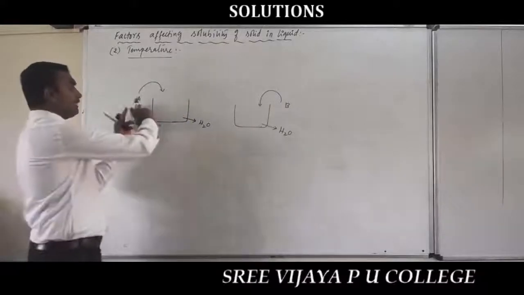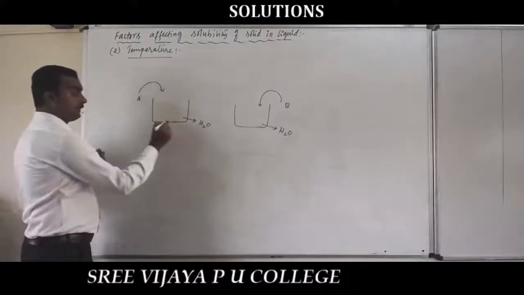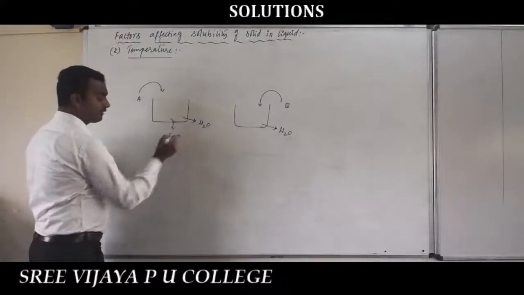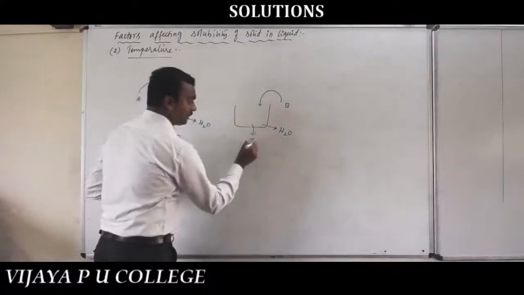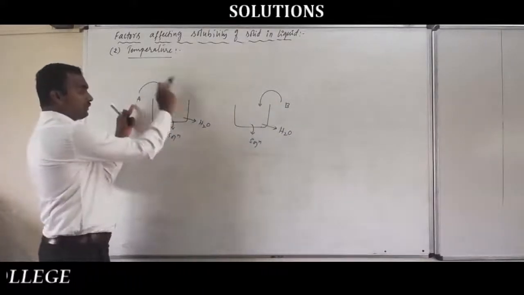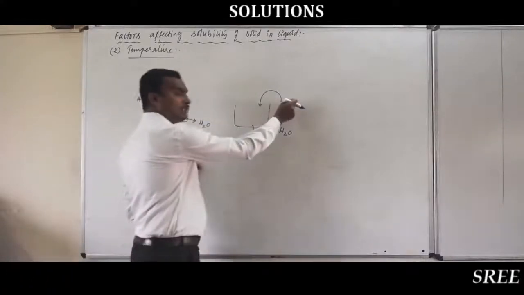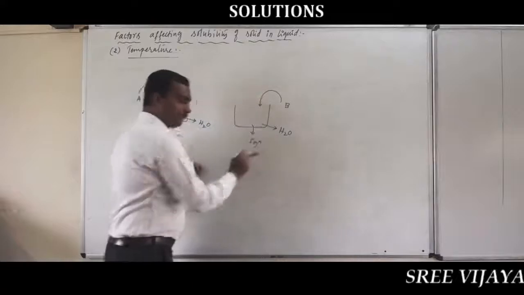So when the solute is added to the solvent, the solute mixes with the solvent, and finally it gives a homogeneous mixture called a solution. Here also we get a homogeneous mixture, called a solution. When solute A is added to water, a solution forms. Again, B is also a solute added to water, and that gives a solution.